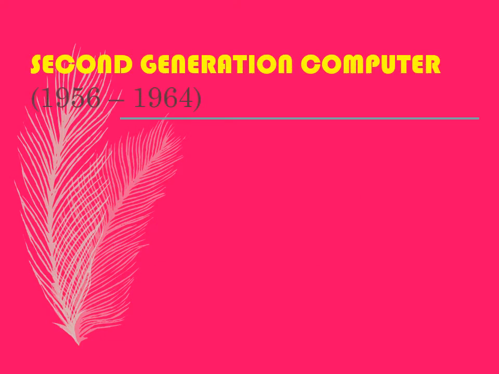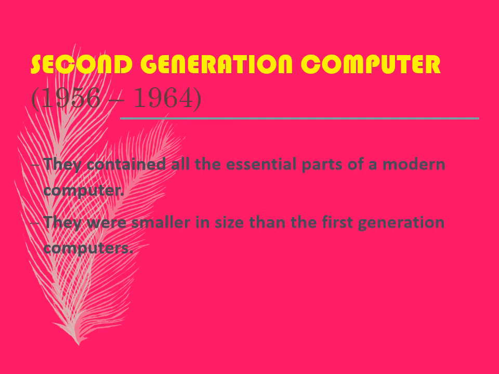Now moving on towards the second generation computer, which were during the period 1956 to 1964. The second generation computers contained almost all the parts of a modern computer. They were comparatively smaller in size than the first generation computers. And 2 languages, COBOL and Fortran, were used during the period of second generation computers.